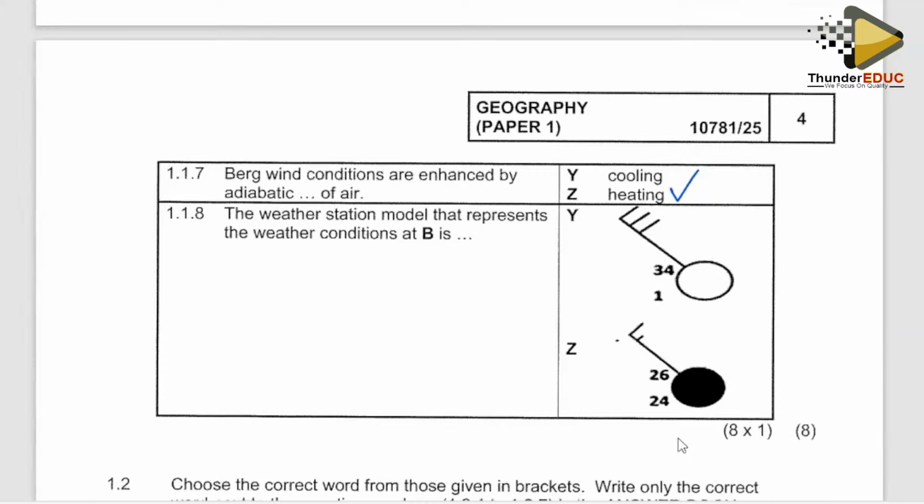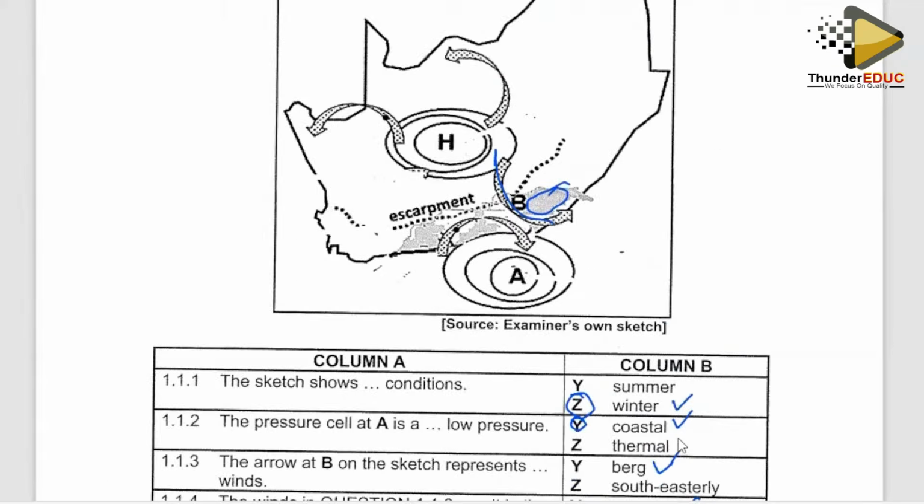Right, then the weather station model represents the weather conditions at B. Let's refer back to the weather conditions at B and see what it is like. At B, we're experiencing the formation of the backwinds here. So most likely because of adiabatic heating, the winds that go down the escarpment, if they happen to have any moisture, the moisture is going to evaporate because of adiabatic heating, which means there is no effective condensation that can take place in around area B. So which means it must give us clear conditions. And also in terms of temperature, we said the backwinds are hot and dry winds, which means you must expect high temperatures in the weather station reading.